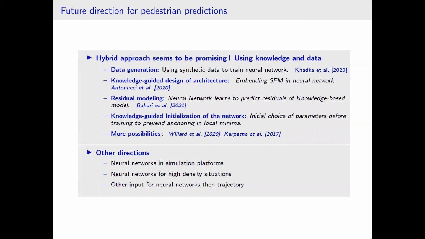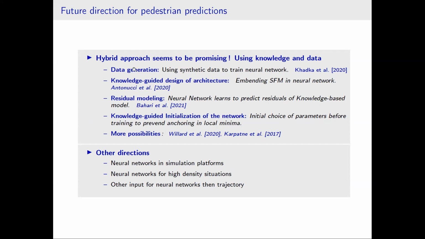Now we come to the future directions of pedestrian prediction. We think that a hybrid approach could be promising. In the hybrid approach, you use your knowledge-based models and you use data and algorithms. There are many different ways you can combine both approaches. For example, with data generation: you use the knowledge-based models to make simulations to get synthetic data, and these data you use to train a neural network. So you have the advantage that you have more data and you can simulate different situations for which you can train your network. This is one possibility of the hybrid approach.